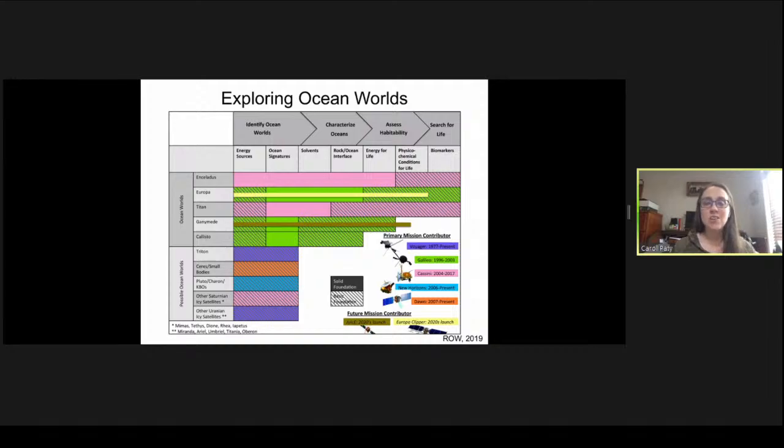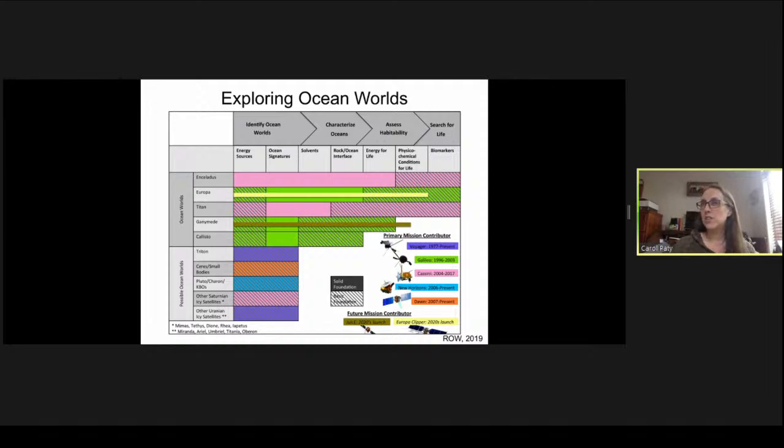And by characterizing the oceans, what we're saying is we want to understand how deep they are beneath the ice. Are they in contact with the rock interface? Are they saline? Do they have salt in them, or are they just pure water? And then we move from there. Once we've been able to characterize the oceans, then we can start to do things like assess the habitability or the potential habitability of these subsurface bodies of water.